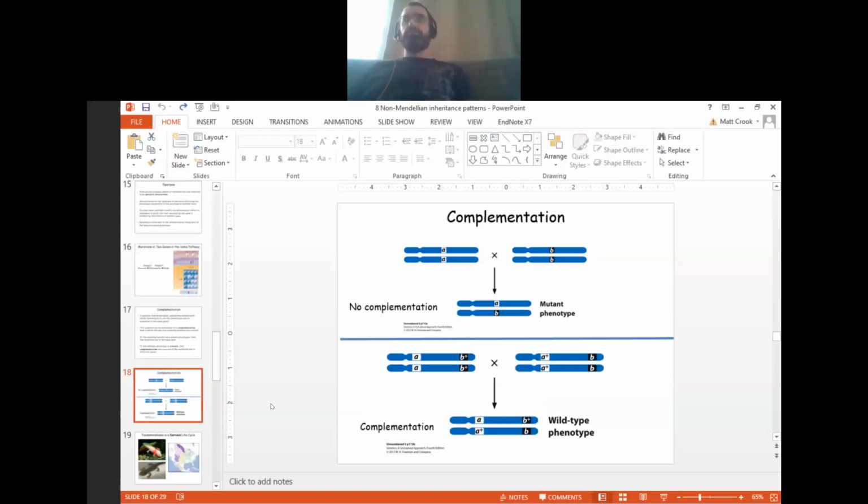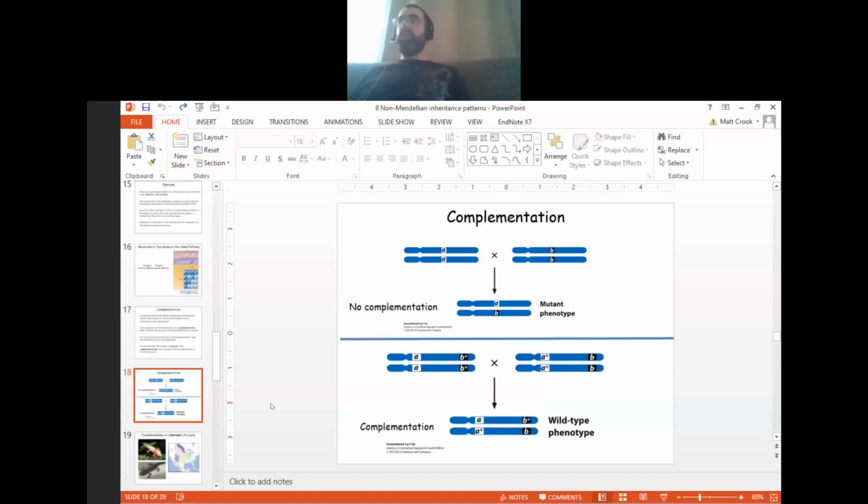Okay, so what I want to do now is finish up the rest of this, and really we're going to be talking about complex inheritance. And so complex inheritance is really basically more than one gene and gene-by-environment interactions, right? Those are the two things that influence that.